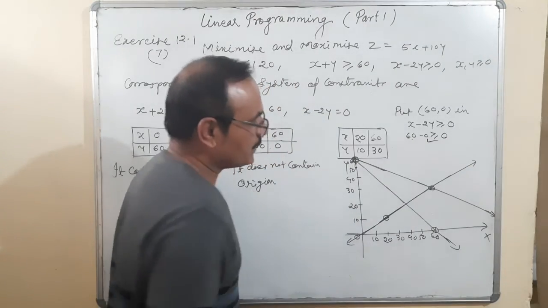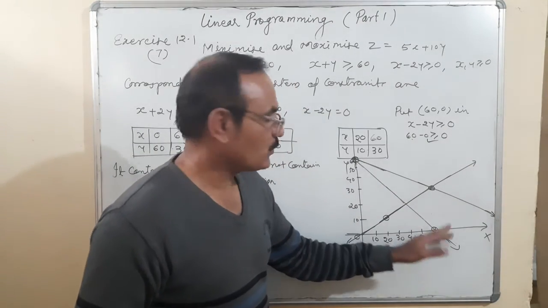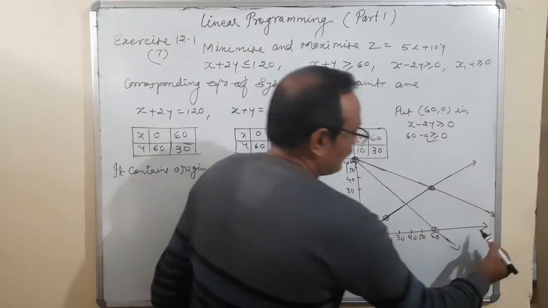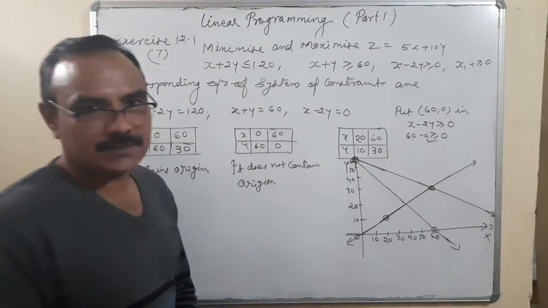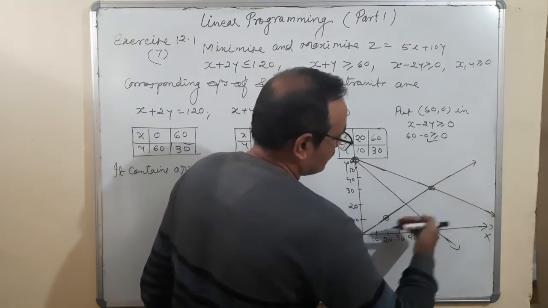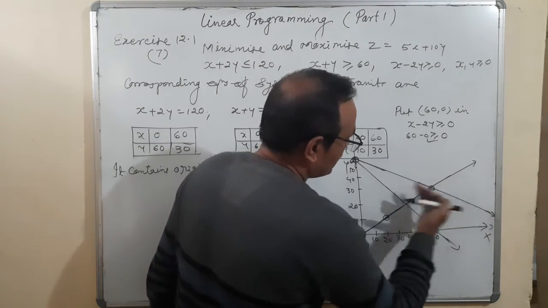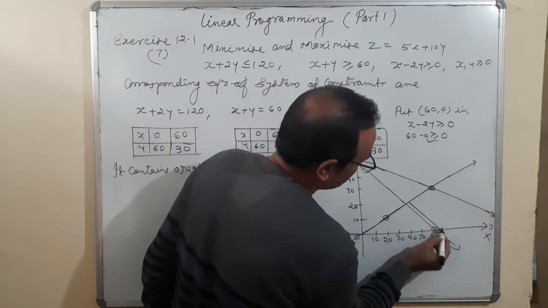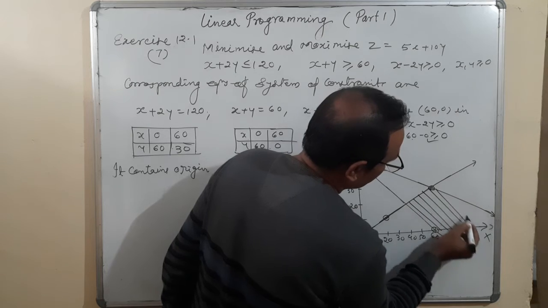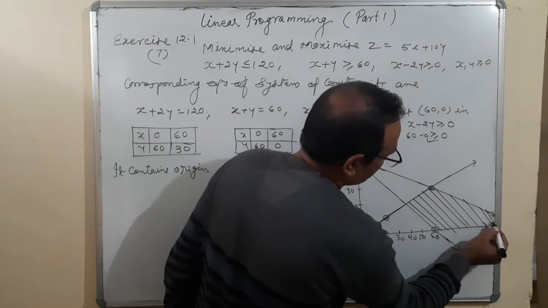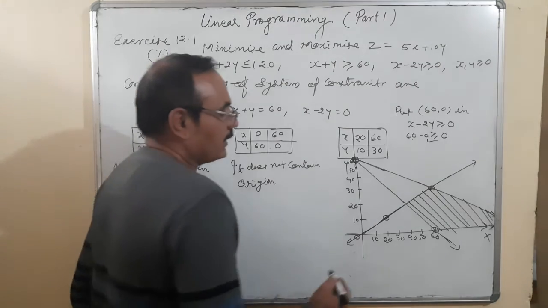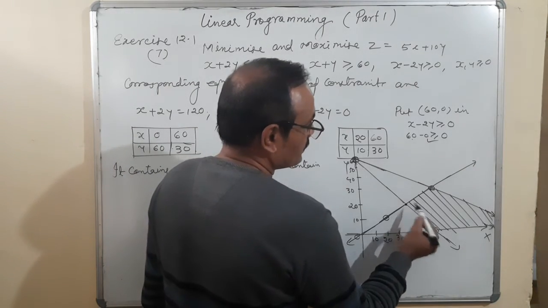And which is true, what does it mean? This point 60, comma 0, will contain it. So it's the downside. What does it mean? The feasible region is this side, it is upside, that is downside. So this is the region that is called the feasible region. Here we are going to find out the corner points.